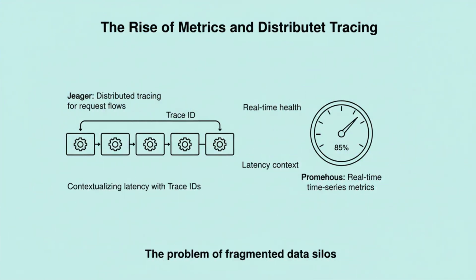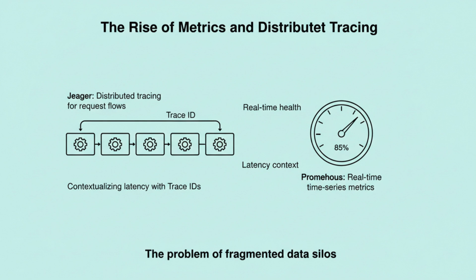To solve the visibility gap, the industry introduced Prometheus for metrics and tools like Jaeger for distributed tracing. Metrics allowed us to see system health in real time with very low overhead, using time series data to track CPU, memory, and custom business logic. Tracing introduced the concept of a trace ID that followed a request from the user's browser through every backend service. This provided the why and where of latency.